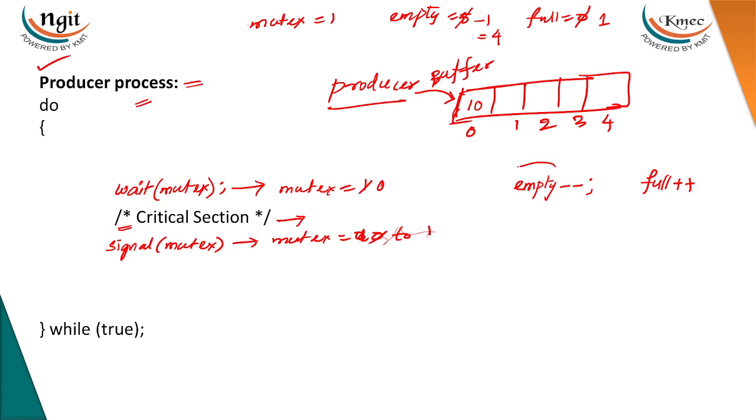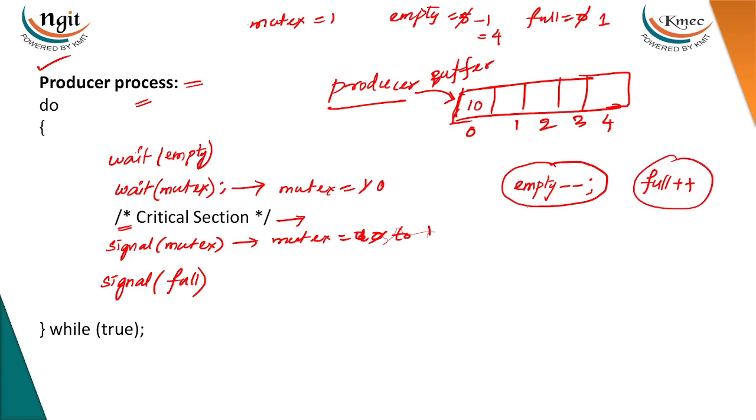So first you need to use wait on empty, which will decrement the value of empty. Then finally you need to use signal on full, which will increment the value of full. Every time the producer produces an item, empty is decremented and full is incremented.